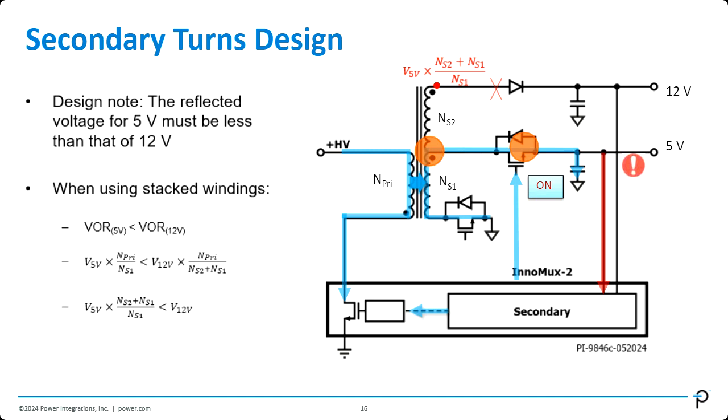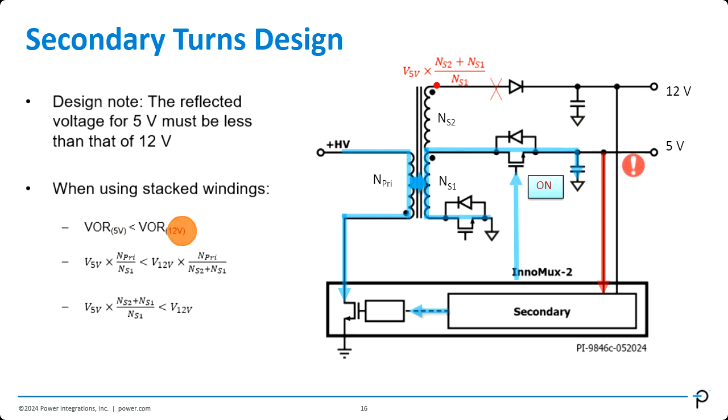And if you calculate based on the turns ratio, then the voltage at this node would be this one. And if I want this value to stay below 12 volts, then I work back on it and reach a conclusion: the VOR, which is the reflected voltage of the lower bottom output, needs to stay under the reflected voltage of the top output.